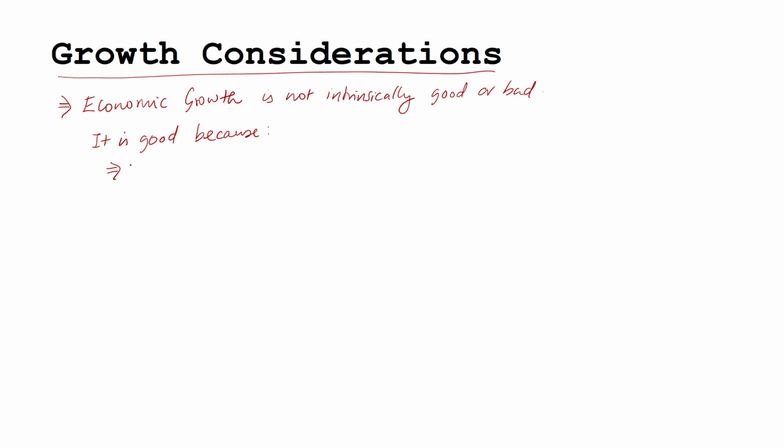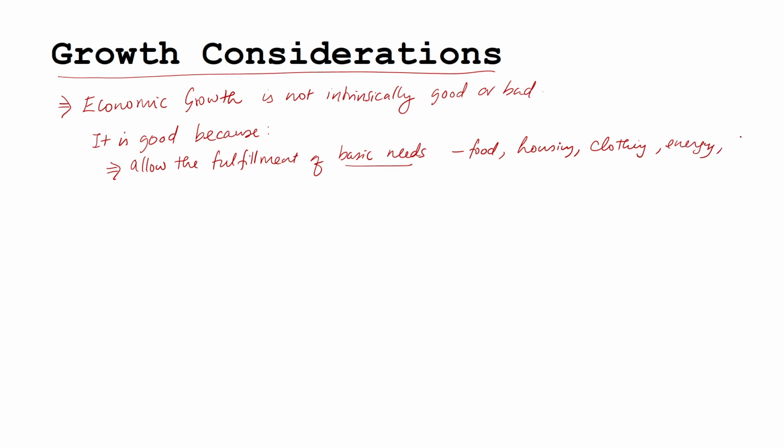The first reason is that it will allow the fulfillment of basic needs. What are the basic needs? This is food, housing, clothing, energy, life, etc. So, basic needs, roti, kapda, makan, as we call it, are part of it. Then the second aspect is that it increases the quality of life.